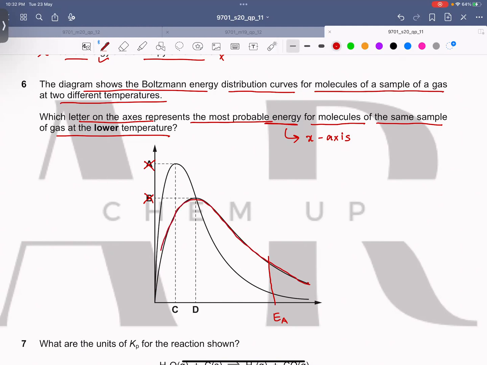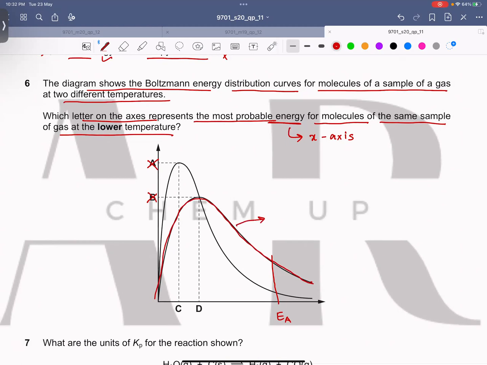One minute. Okay, so there are more molecules which have an energy greater than activation energy. So this curve corresponds to a distribution of energy of the molecules at higher temperature. And if you look at this curve, there are very few molecules which have energy greater than activation energy. So this curve actually belongs to the distribution of the energy of the molecules at lower temperature.